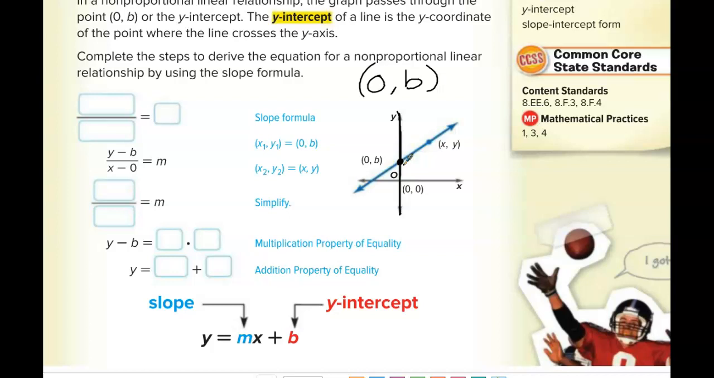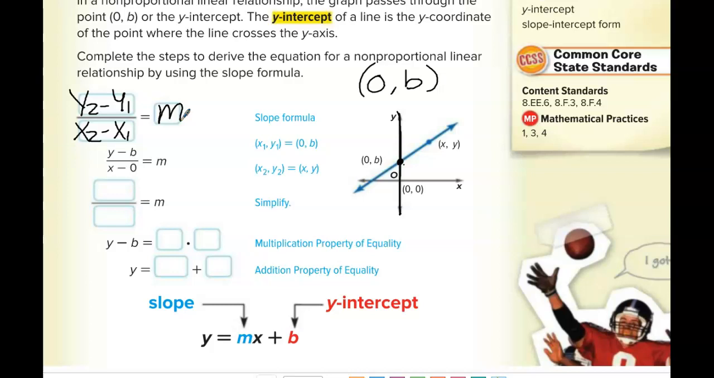We've already learned a formula for slope, correct? What is our slope formula? y2 minus y1 over x2 minus x1. And that equals slope. What letter today did I tell you that we're going to use to represent slope? M. Okay, so that is what you do to find slope, so that equals m, or slope. Correct?